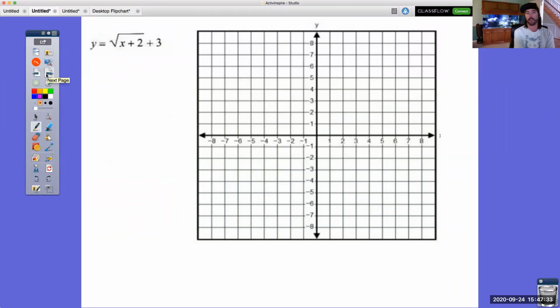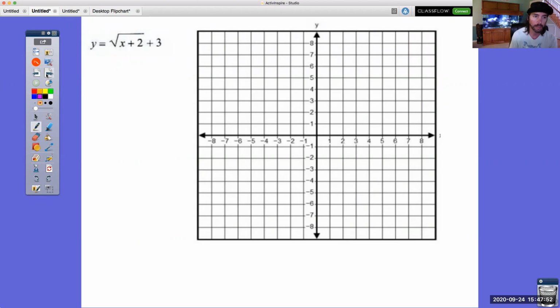Okay. I'm not going to make the t-table for the original parent function y equals root x. You can go ahead and do that. And then I want you to graph y equals root x plus 2, plus 3. So go ahead and hit pause. Take as much time as you need to graph that, and unpause when you're ready.